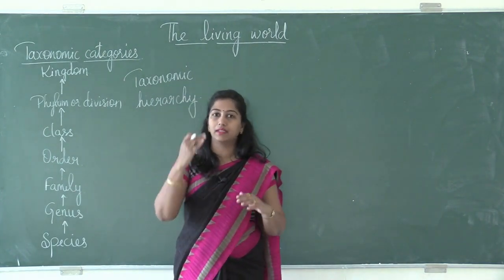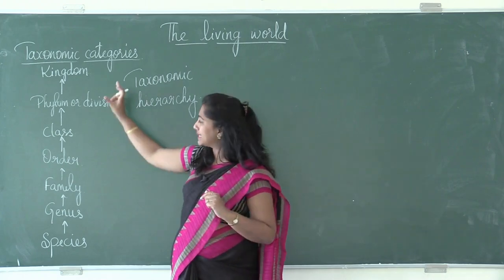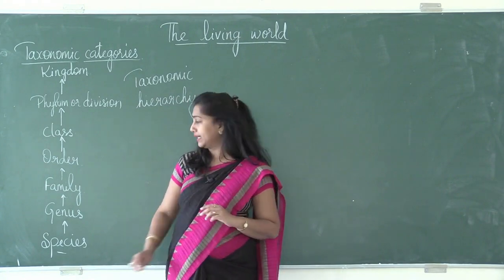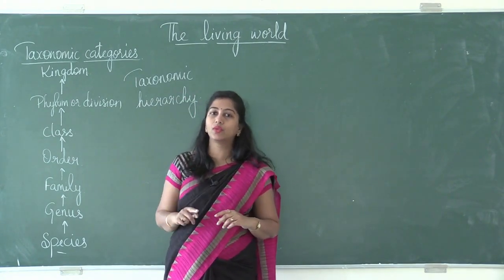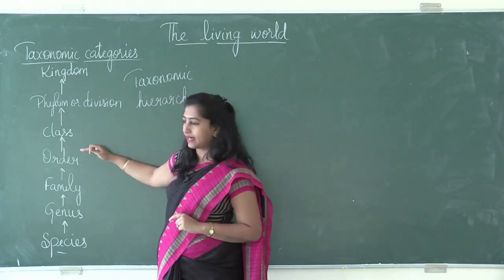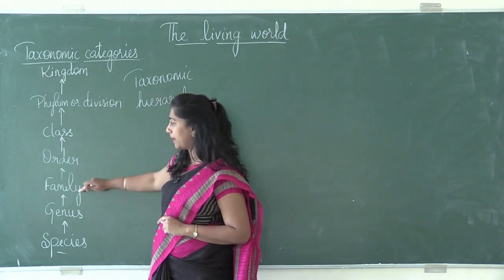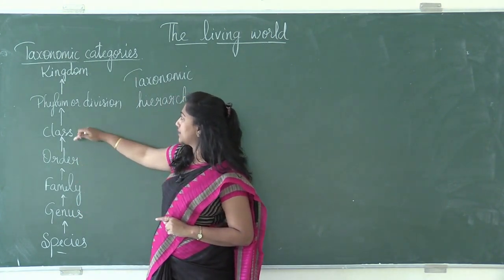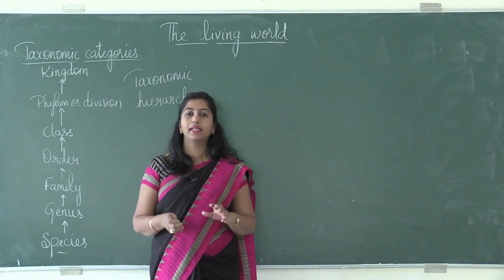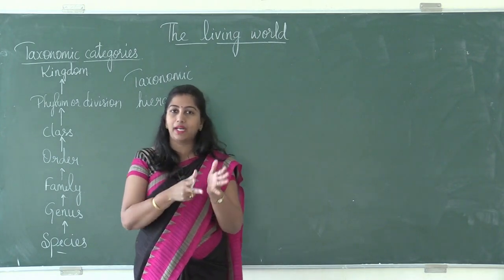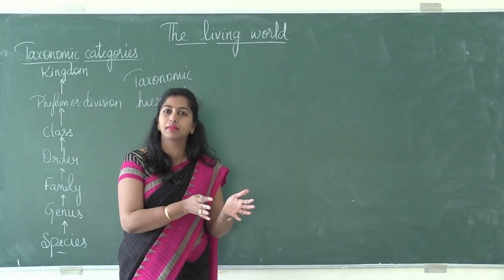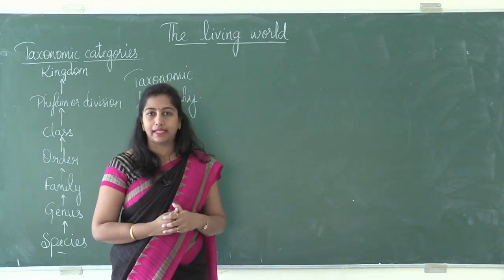Now when you see the classification, the basic unit of classification is species. Species form the basic unit of classification. Then you can see the different categories or rankings named genus, then family, then order, class, phylum or division, and then kingdom. As I told, when grouping is done for plants or animals, it is based on the similarity. When we group any particular organism, naturally it is based on the similarities.